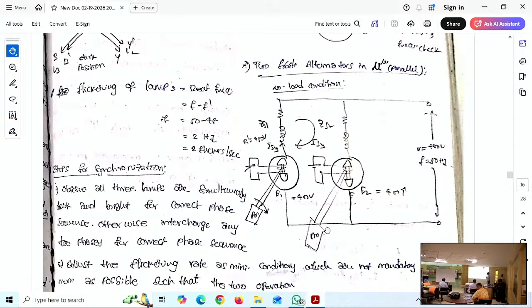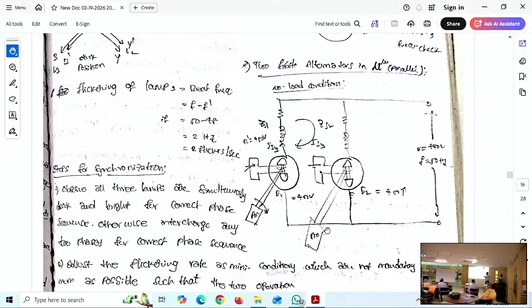From the previous power flow equation, we got two components of the power generated by the synchronous machine. One is active component P, another one is reactive component Q. But when two alternators are connected in parallel, we will get some other power called synchronizing power, which can be either active or reactive.